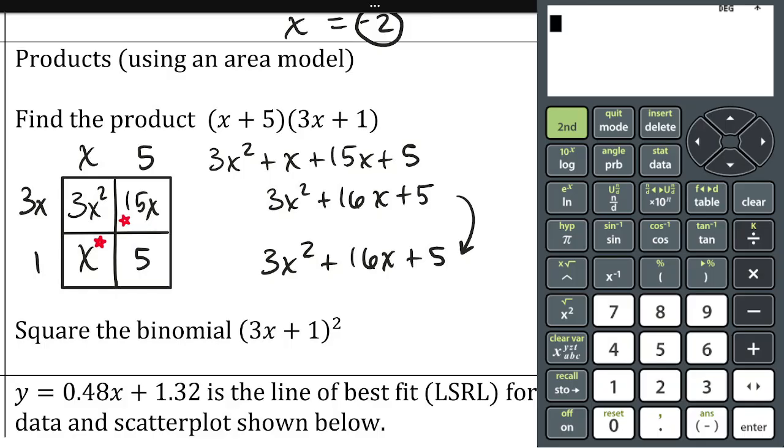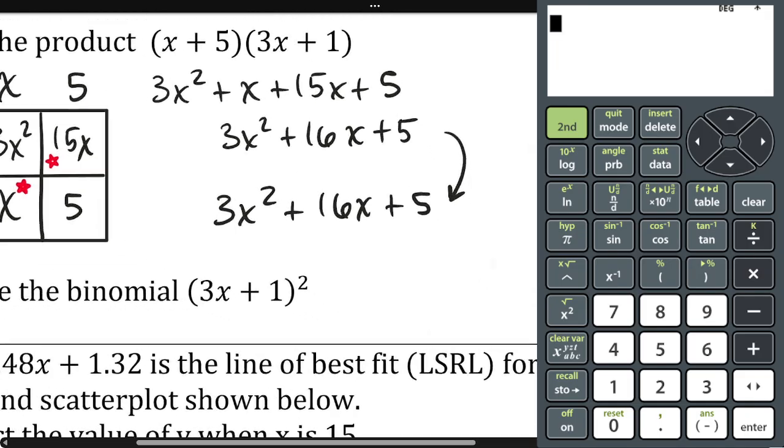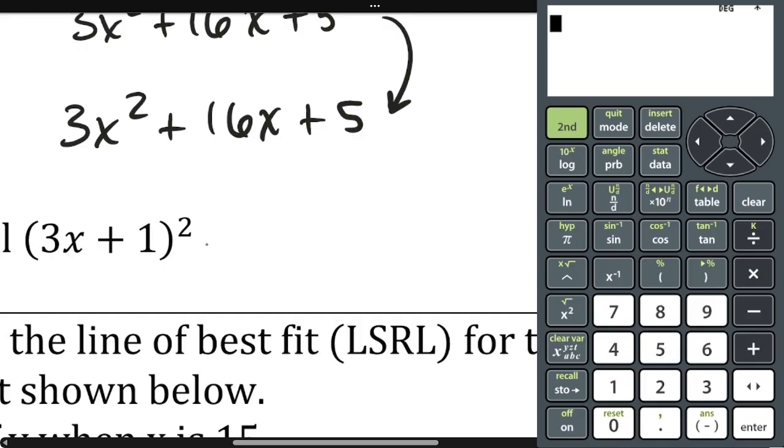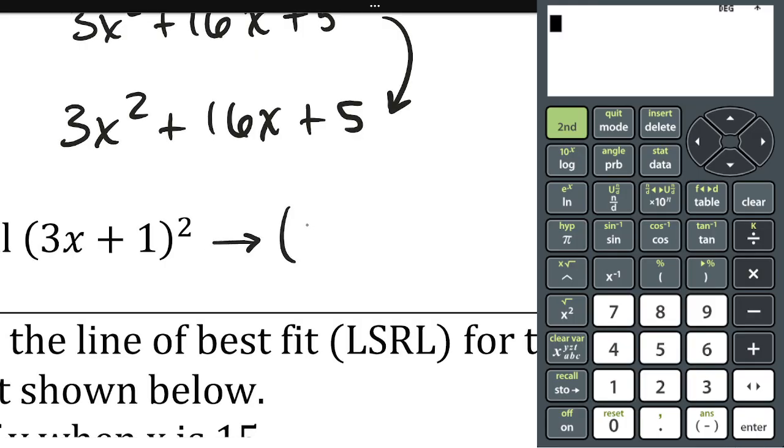The next one asks us to square a binomial. And this is a bit tricky because when you square a binomial, remember you're multiplying that thing by itself. So a lot of times when I see that I'm squaring a binomial, the first thing I'll do is write two copies of it. I've got a 3x plus 1 times another 3x plus 1. So this helps me avoid the error of missing a part of the product.